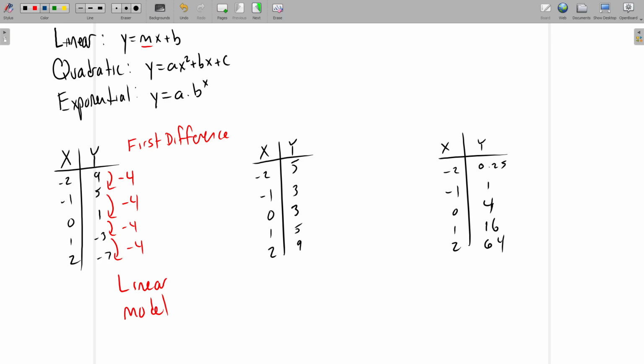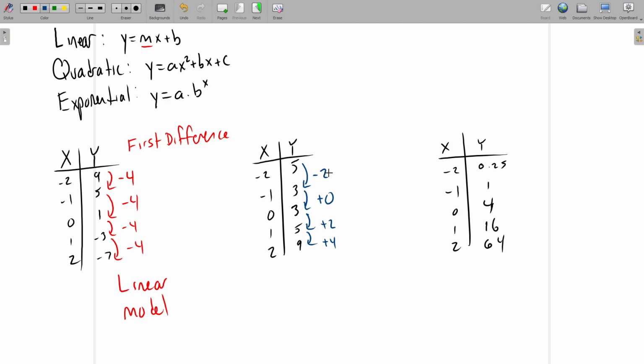Let's look at the second table of values that we have. What do we add or subtract from 5 to get 3? Well, we have to subtract 2. What do we do from 3 to go to 3? Well, there's no change, so we just add 0. And what do we do from 3 to 5? We have to add 2. And 5 to 9, we have to add 4. Now looking at all of these, it is different than the first time where we had the same number to create this first difference. These are all different numbers. So we're not going to stop here.